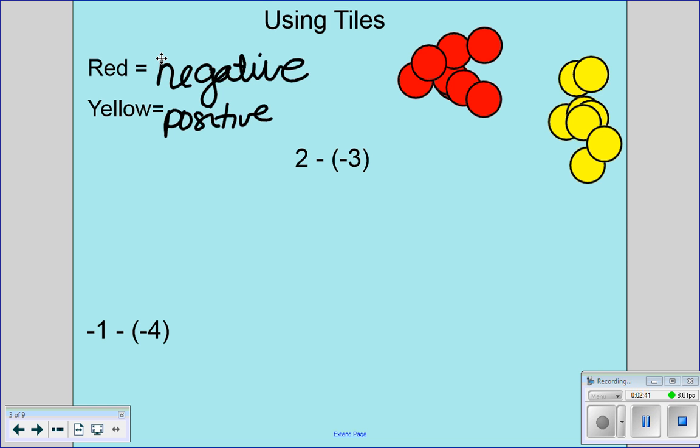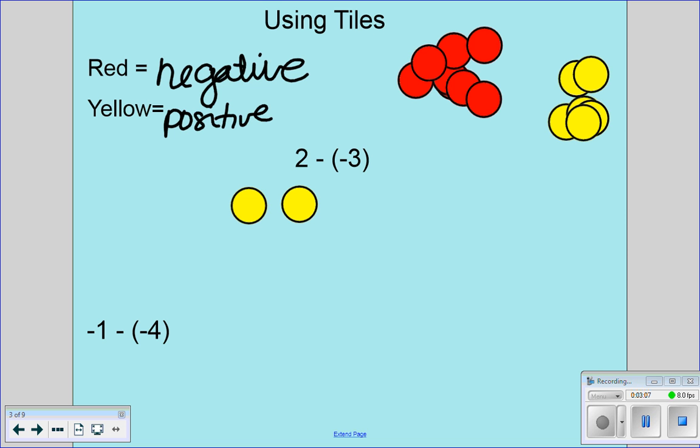What does it tell me I'm going to put on my desk first? McKenna? No, we're going to start with the first one. 2 yellows, right? Okay, so we're going to put 2 yellows on our board or on your desk. Now here's the problem. Yesterday we were putting things on, but today we're subtracting. So it says I'm going to subtract a negative 3.